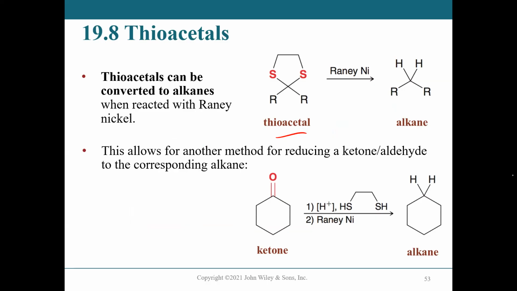Raney nickel is a spongy nickel. It's a fine-grained solid composed mostly of nickel derived from a nickel-aluminum alloy, and it's a light gray powder. So the molecular form of Raney nickel is aluminum nickel. So now we have another mechanism for reducing a ketone or aldehyde to the corresponding alkane.